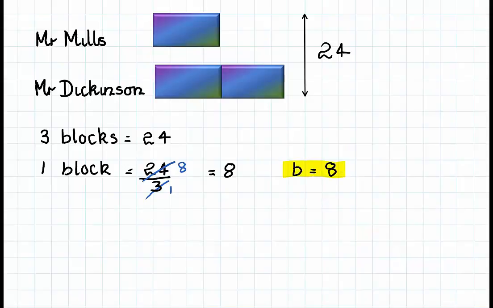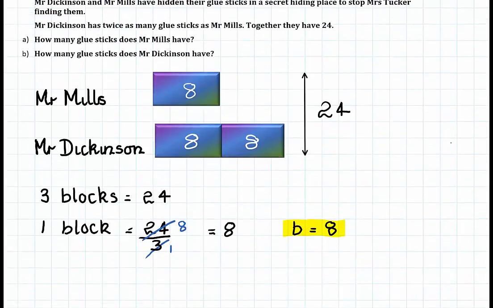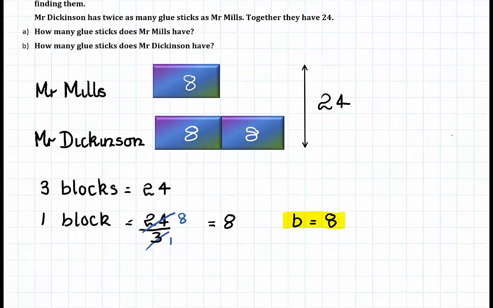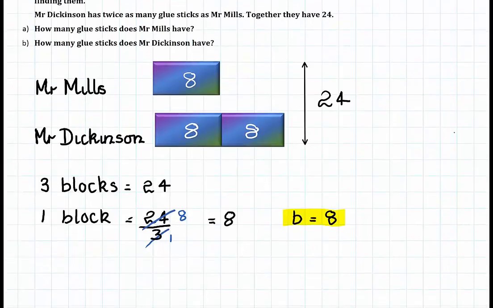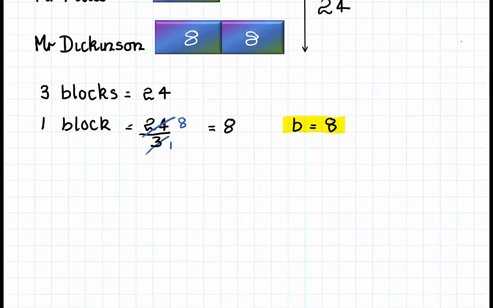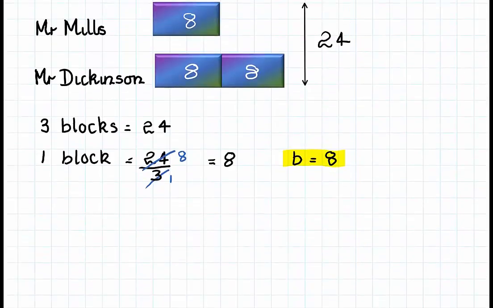You may also want to write the value on the blocks themselves. 8, 8, and 8. We now need to start answering the question. A. How many glue sticks does Mr. Mills have? And B. How many glue sticks does Mr. Dickinson have? So we can see from the diagram, A. Mr. Mills has 8 glue sticks. And let's highlight his answer.